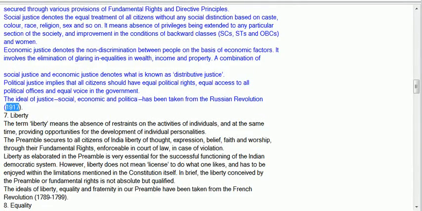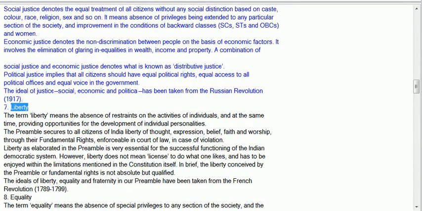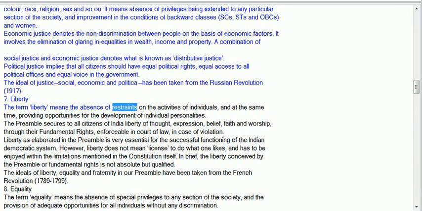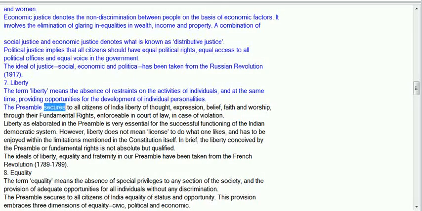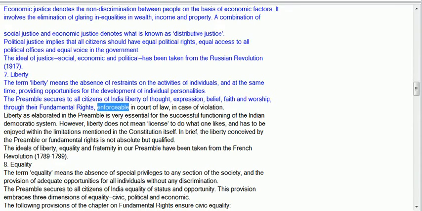7. Liberty. The term liberty means the absence of restraints on the activities of individuals, and at the same time, providing opportunities for the development of individual personalities. The preamble secures to all citizens of India liberty of thought, expression, belief, faith, and worship, through their fundamental rights, enforceable in court of law, in case of violation.